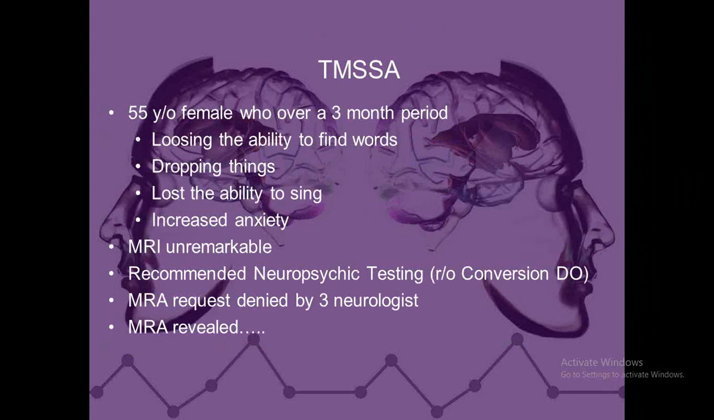Okay, TMSSA, I'm back to this one again. This is also considered a transient discharge. This is a 55-year-old female who over a 3-month period lost the ability to find words. She started dropping things. She was right-handed, lost the ability to sing, and had increased anxiety. The MRI came back unremarkable. They recommended neuropsychiatric testing, and they wanted to rule out conversion disorder.